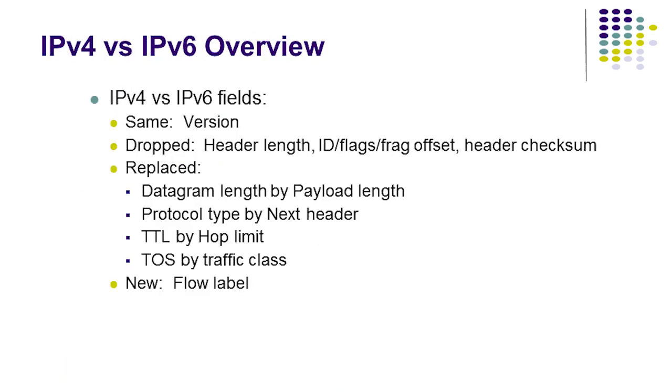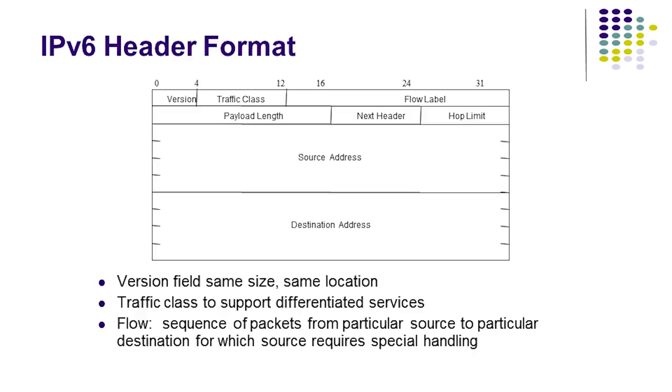Let's take an overview of the IPv4 and IPv6 comparison. Both keep the version. IPv6 drops header length, ID, flags, offset, and header checksum. IPv6 further replaces the datagram length by payload length, protocol type by next header, time to live by hop limit, and type of service by traffic class. It also created a new field, the flow field.